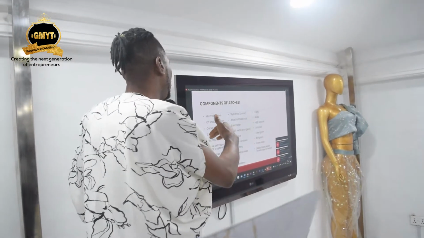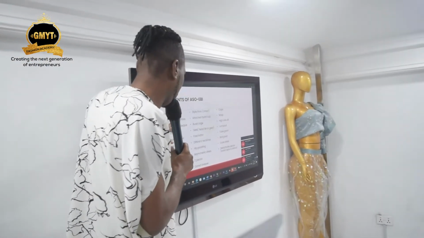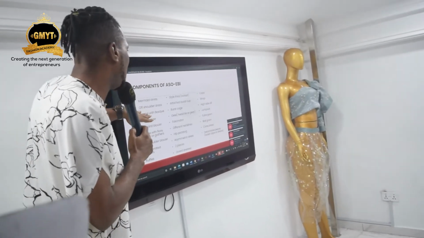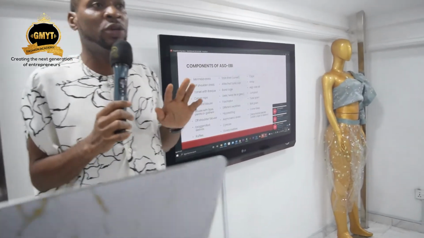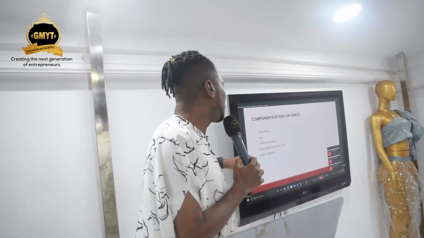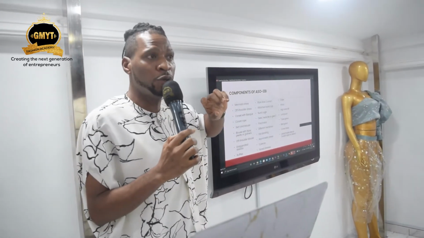Now, back to the aspect of the component. Now we have mermaid dress, we have off-shoulder dress. It will be very difficult for any person that is not in the fashion industry to just be able to design an Aso Ebi that falls into a mermaid category. And I was talking about the aspect of being able to define your concepts.